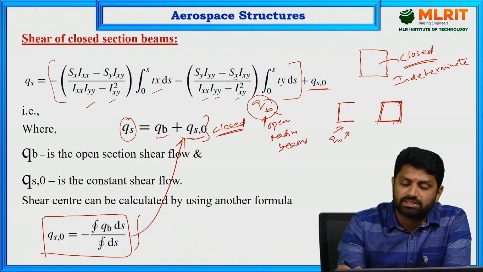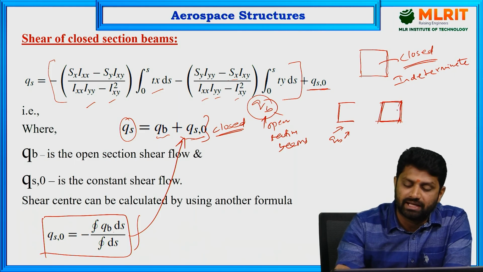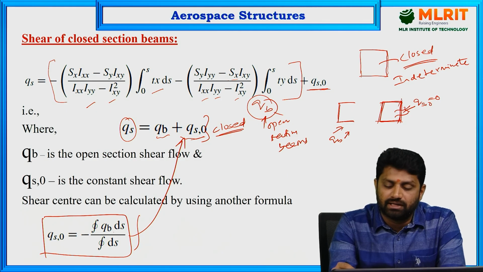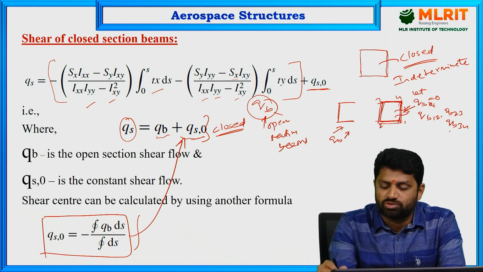What we have to do in this kind of problem is assume that any wall is open, and you consider that qs0 equals 0. You make a cut in any one of the walls, and then this becomes an open section beam. For example, if the section is 1 2 3 4, at 4 1 you make a cut and make it open, so you assume qs0 is 0 in this wall. Then you calculate the rest of the shear flows, because they become open section shear flows: qb 1 2, qb 2 3 and qb 3 4.